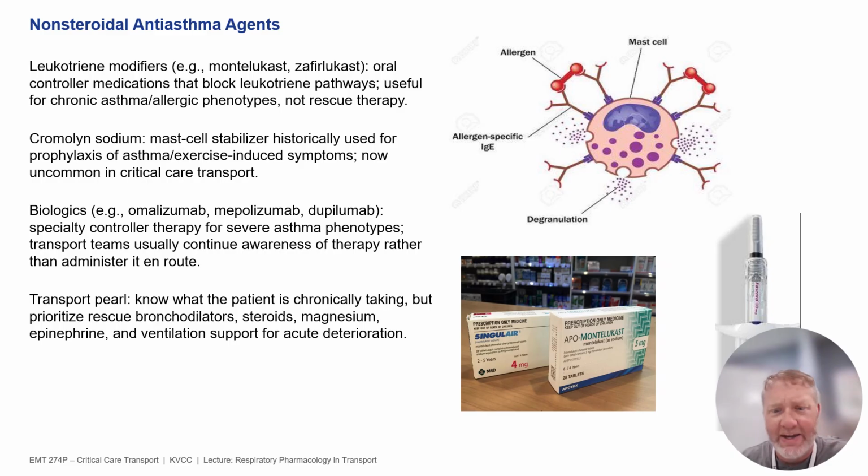One of the fastest growing, I guess, groups of respiratory medications in the form of either inhaler or you see a syringe there, so IM delivery are non-steroidal anti-asthmatics or anti-asthma agents. Those include leukotriene modifiers, cromolyn sodium, which is a mast cell stabilizer. Biologics are becoming much more popular. The three listed here: omalizumab, mepolizumab, and duplo. That's a new one. Dupilumab.